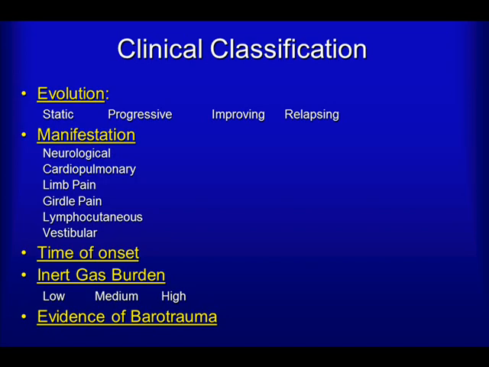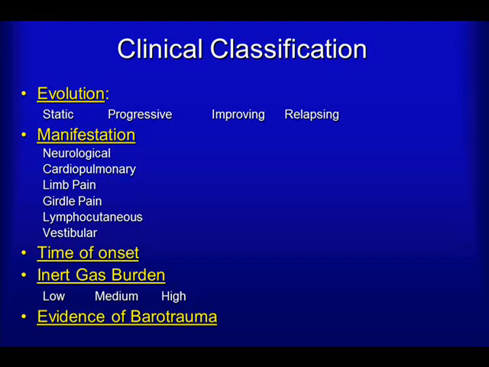Modifiers that sometimes help both in determining the more likely cause of the gas bubble disease, as well as the prognostic or predictive factors, both in terms of likelihood of response to the therapies that are provided, as well as the chances of subsequent deterioration, are associated with the time of onset, inert gas burden, and whether or not there's evidence of barotrauma.